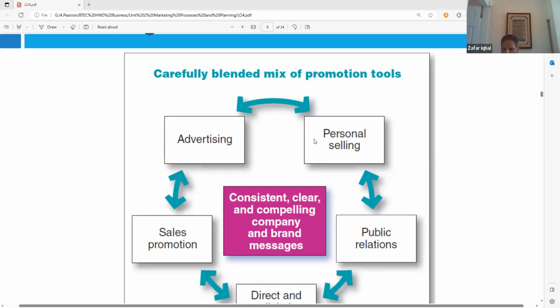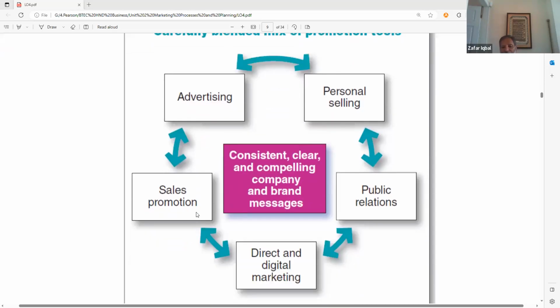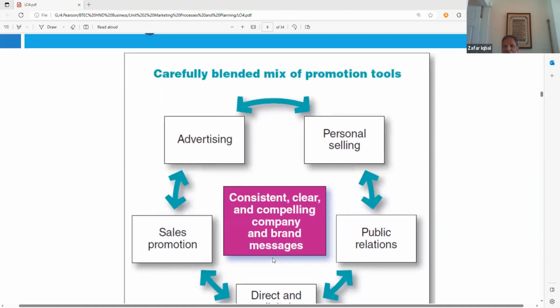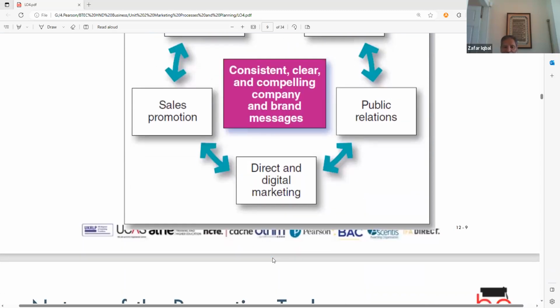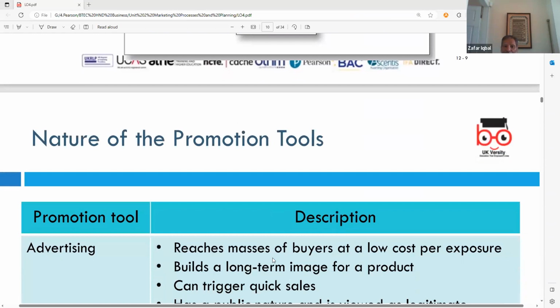So when we are advertising, we are talking about the personal selling. When we are talking about the sales promotion, we are talking about the direct and digital marketing. And when we're talking about the public relations, we are talking about personal selling and direct and digital marketing. Okay, so this is a blend of a mixture of promotional tools we can use to get our message across. Okay, so let's go through them.